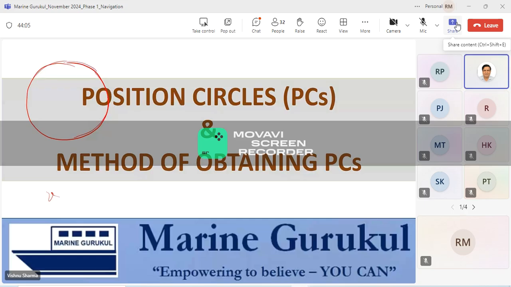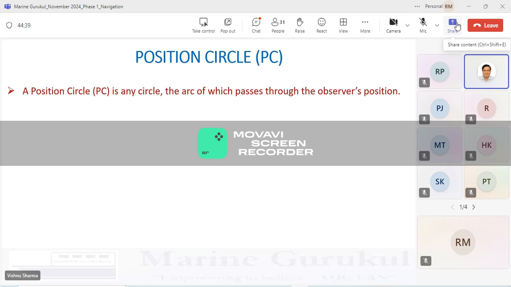Okay, if this is the circle on which the ship is lying, the ship could be at position A, could be at B, could be at C, X, Y, Z, wherever it is. If it is somewhere on the arc of this circle, then this circle will be called a position circle. So what is a position circle? A position circle is a circle on whose arc the ship may be located, the observer may be located. That is what is called a position circle. So a position circle is any circle, the arc of which passes through the observer's position.